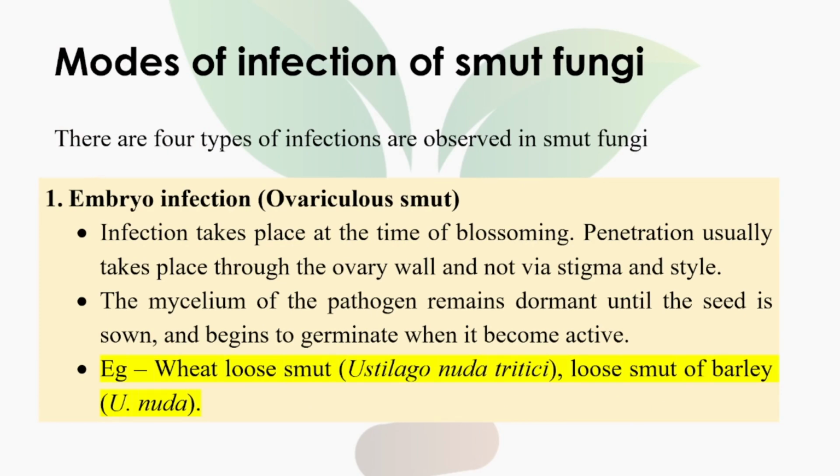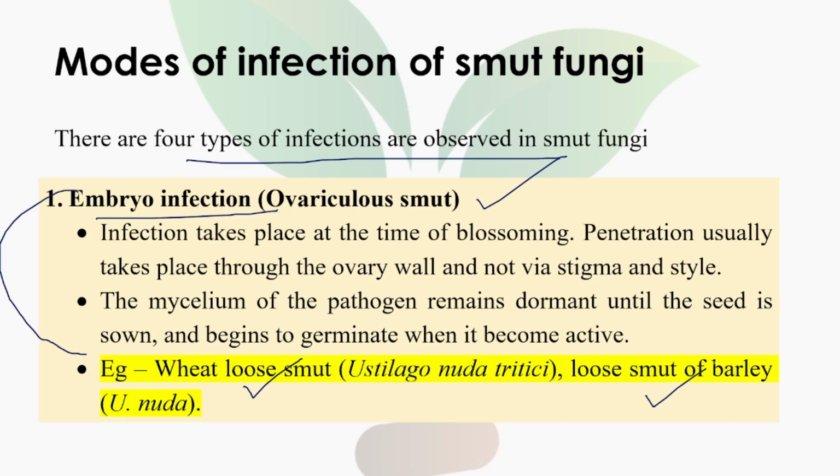Okay. So there are 4 types of modes of infection. Embryo infection, or ovariculus infection, means they infect the embryo at the time of blossoming. They penetrate inside and infect through the stigma, not via the stigma style, but directly through the ovary. So embryo infection means they directly infect the embryo. The best example is wheat loose smut, a very, very important one. Embryonic infection examples are wheat loose smut and loose smut of barley. Both are also examples of internally seed-borne pathogens.